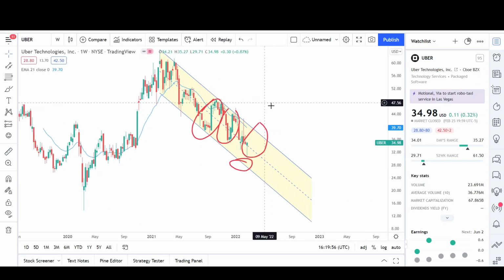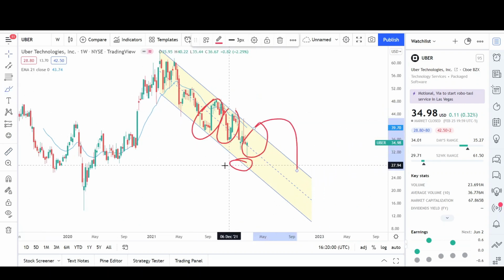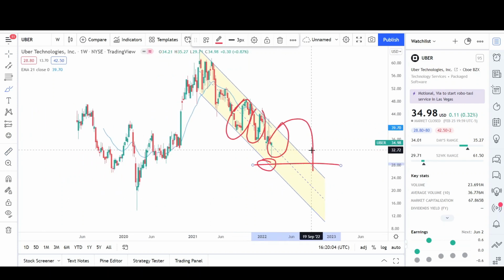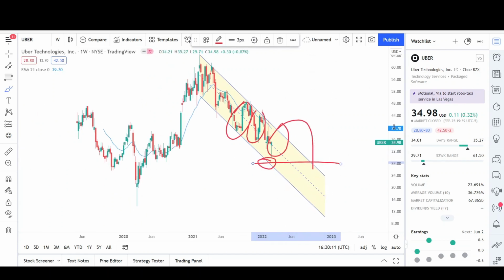So either way, eventually we're going to get a breakout out of this yellow channel. Even then, we still have to wait and see if the market will retest the previous lows, because that's what normally happens. So it's just a long waiting time. This can drag out till the end of this year before we see Uber possibly bottom out. So we are building resistance behind us.